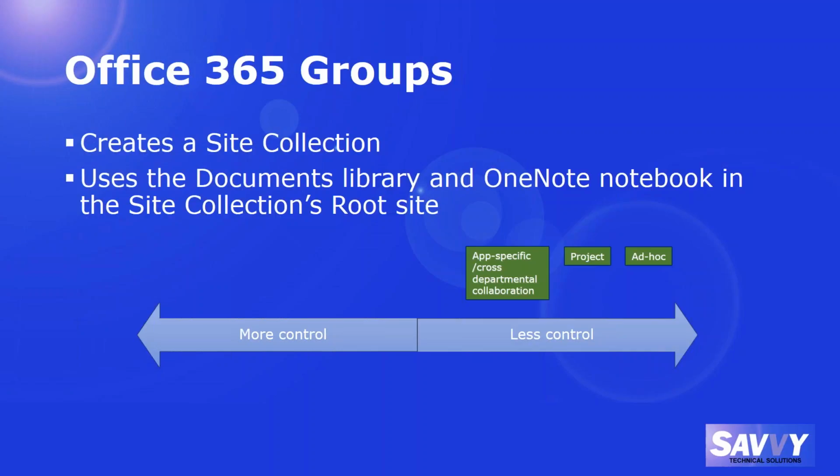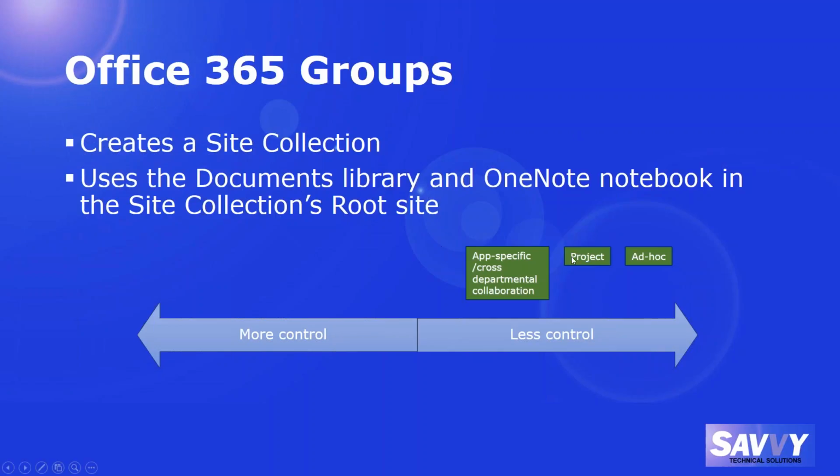So an Office 365 group, when it's created, is necessarily going to create a site collection. That site collection will not be visible from the SharePoint administration page. So you have to use other tools to be able to manage those Office 365 groups.